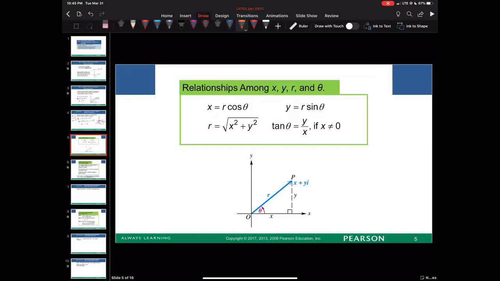Remember, what we had before was cosine of theta is equal to what? x over r. Then we had sine of theta is equal to what? y over r. And tangent of theta is equal to y over x, where x is not equal to 0. We talked about this in chapter 5 and chapter 6, so keep that in mind when you're doing these.